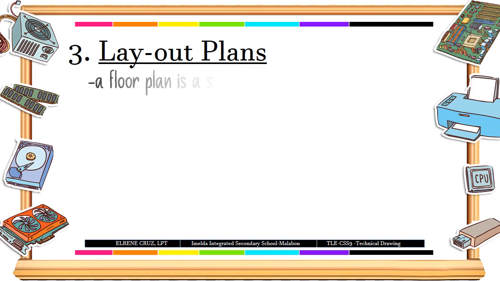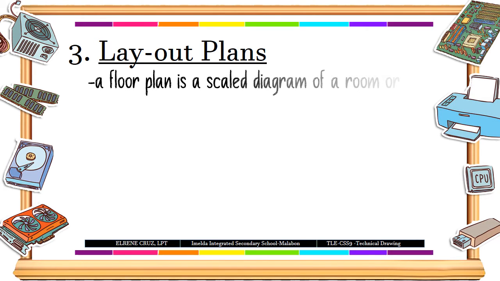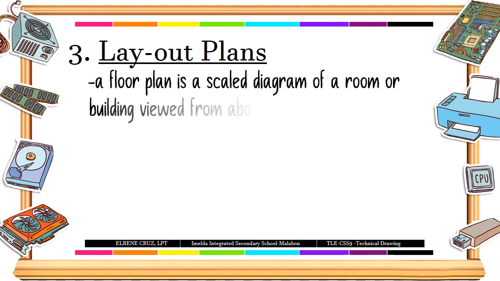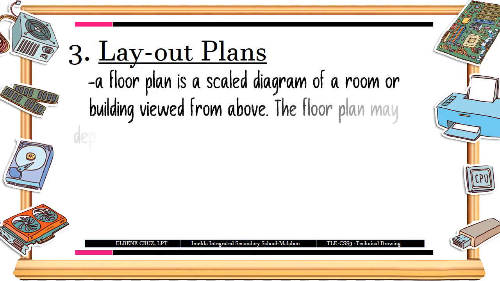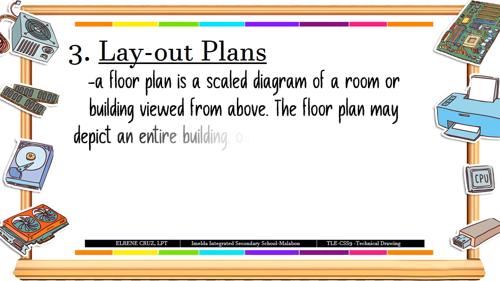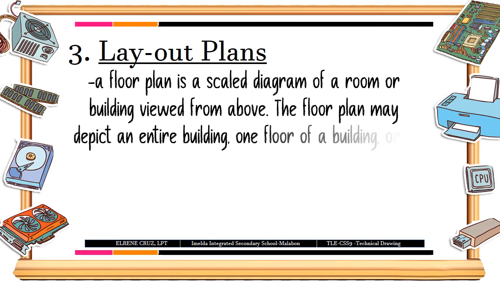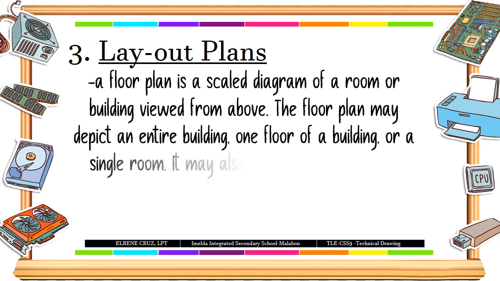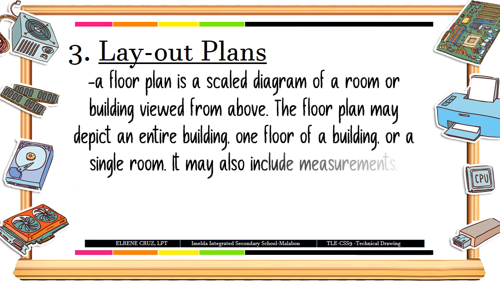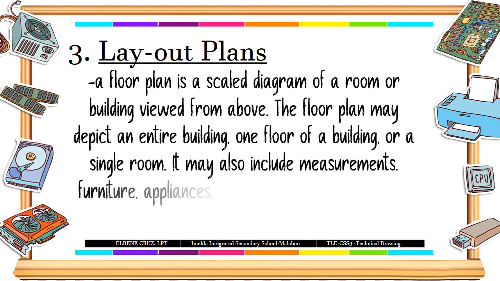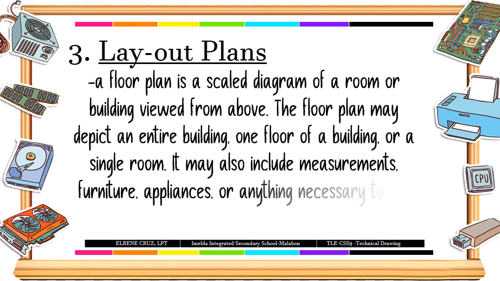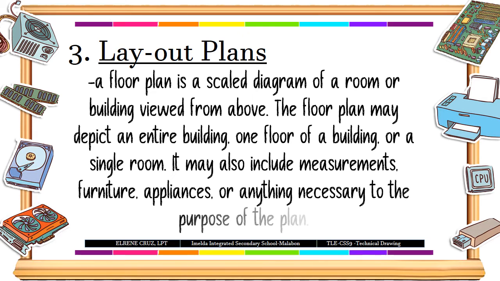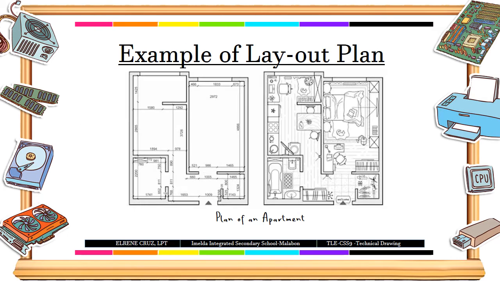The fourth type of technical drawing is layout plans. A floor plan is a scale diagram of a room or building viewed from above. The floor plan may depict an entire building, one floor of a building, or a single room. It may also include measurements, furniture, appliances, or anything necessary to the purpose of the plan. This is an example of a floor plan of an apartment.